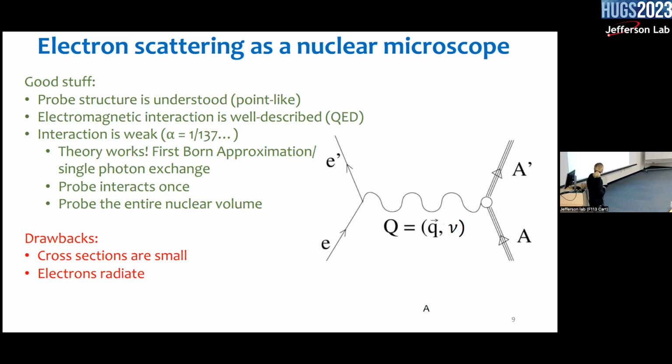So the interaction is weak, and the theory works. We typically use the first Born approximation, which I'll talk about, with single photon exchange. In this case, for most considerations, you can just worry about the fact that the probe interacts once, and you can probe the entire nuclear volume. So that's a big advantage. The downside, of course, to electrons is that the cross sections are small, so we need high rate, high duty machines. That's what JLab does. And of course electrons radiate, which complicates things. But we can handle that. We just have to study it.